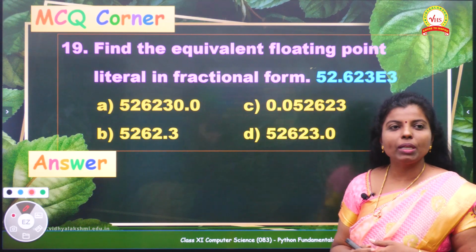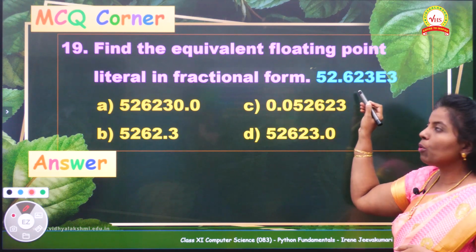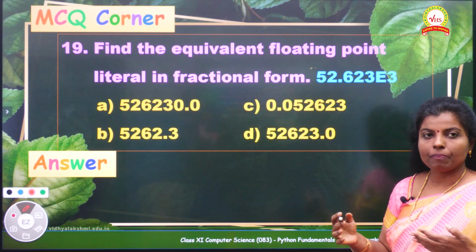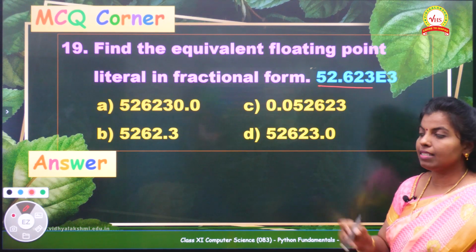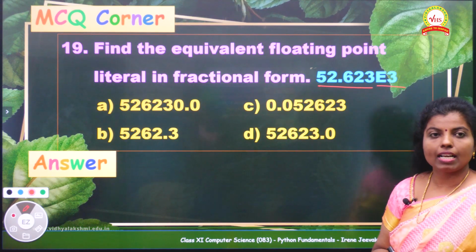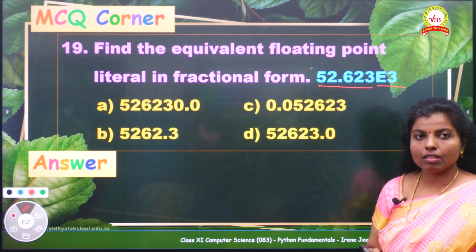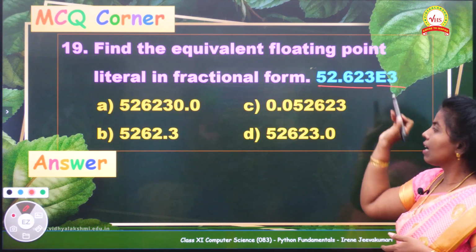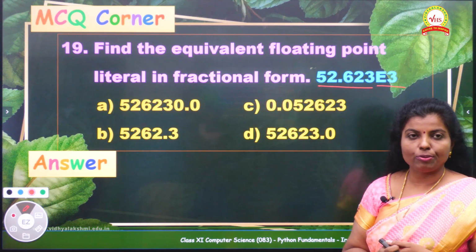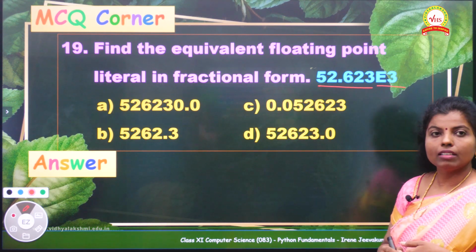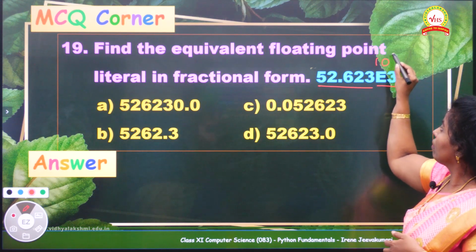Find the equivalent floating point literal in fractional form. Here the number is given as 52.623 E3. If you see, it has two parts. The first part is referred to as the mantissa and the second part is referred to as the exponent. The mantissa part will always be a real number. The exponent part starts with the letter E followed by a positive or negative integer. Here it has the exponent part as E3, which is equivalent to 10 power 3.